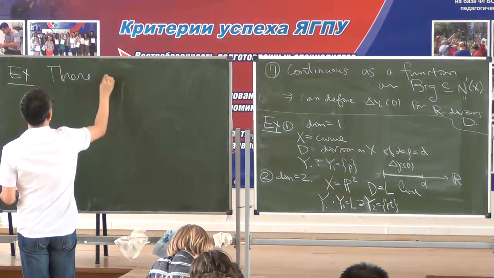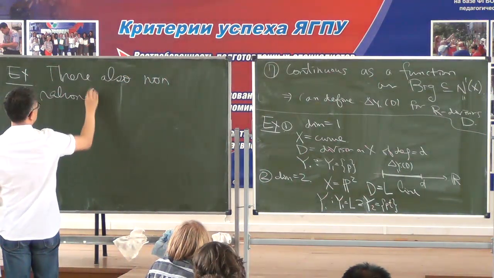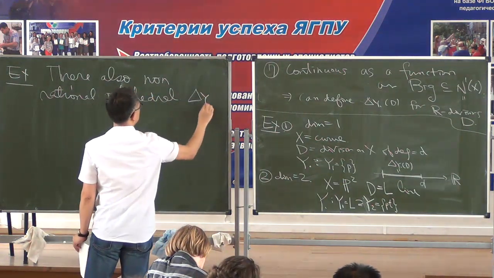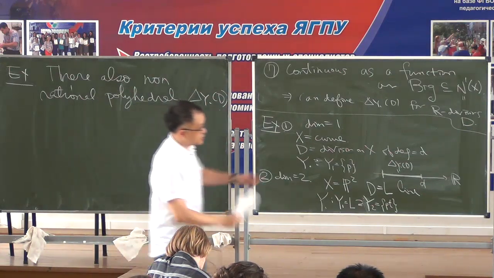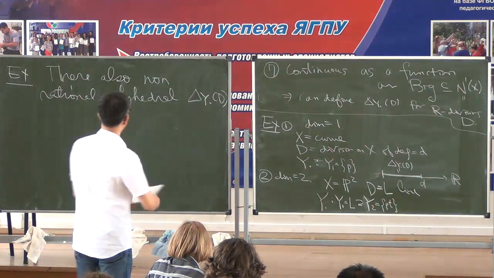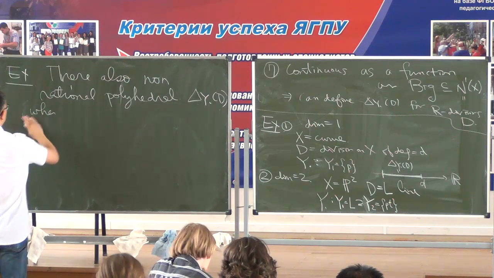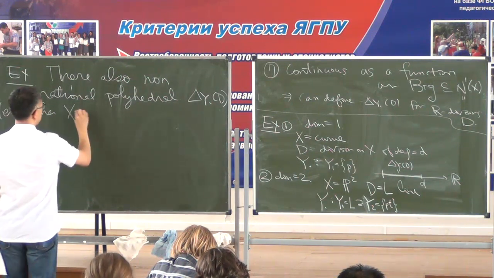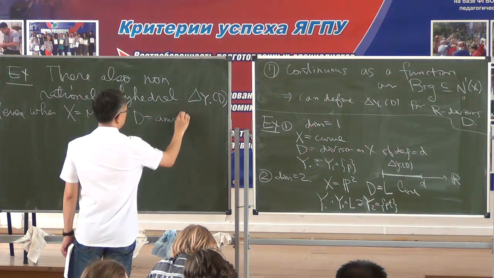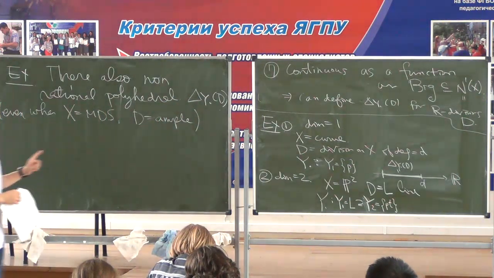Anyway, there are also non-rational polyhedral Okounkov bodies. In these examples, all the Okounkov bodies you see are rational polyhedral, but there are also non-rational polyhedral Okounkov bodies, even when X is a Mori dream space and the divisor is ample. Even in these situations, if you choose a very bad flag, you will get non-rational polyhedral Okounkov bodies.